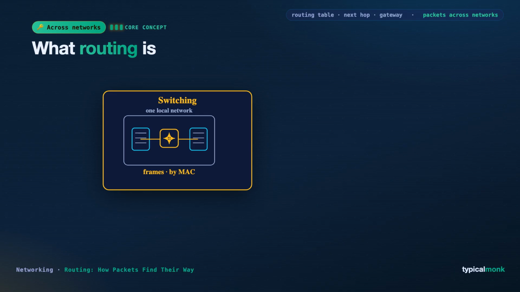Let us dive in. Let us start by placing routing next to switching, because the contrast defines exactly what routing is. Switching, from last class, operates within a single local network. A switch moves frames from one device to another on the same LAN, and it makes its decisions using MAC addresses, hardware identities that only have meaning locally. Switching is local delivery, getting data from one machine to another when they are on the same network, in the same building. It knows nothing about the world beyond its own LAN.